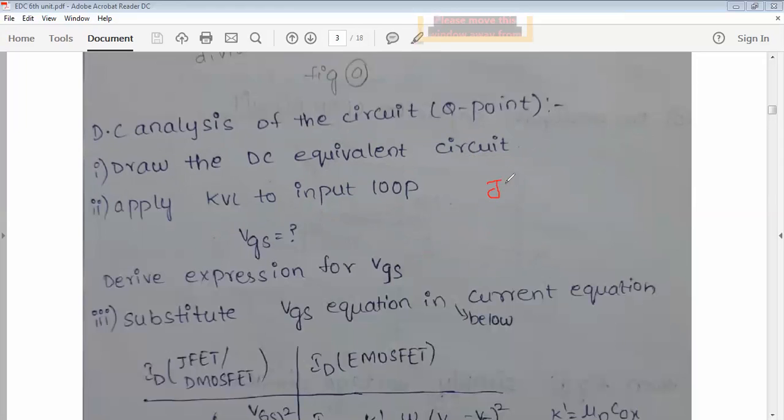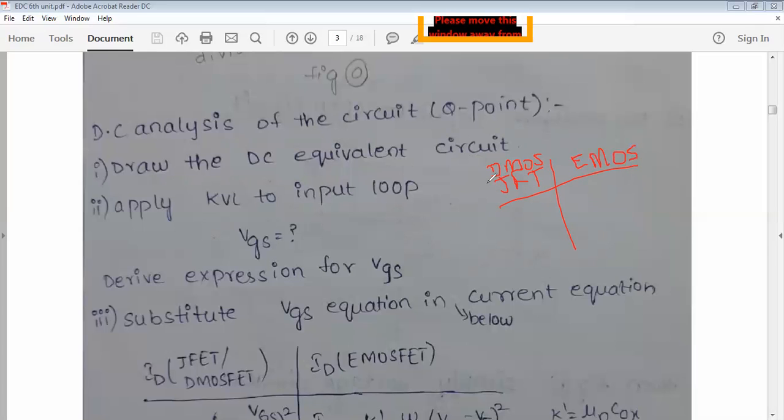JFET or depletion mode MOSFET. If it is a JFET, the KVL loop equation in terms of VGS. If it is a JFET or depletion mode MOSFET, JFET or D MOSFET. Then here the enhancement mode MOSFET is separate. Enhancement mode MOSFET.